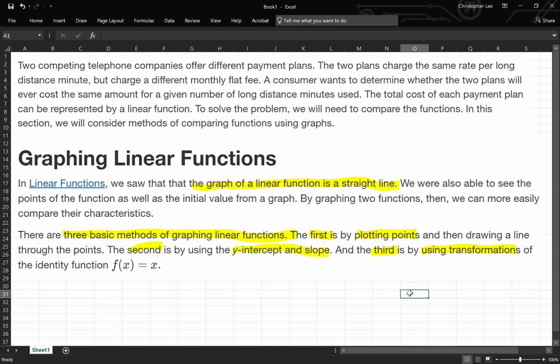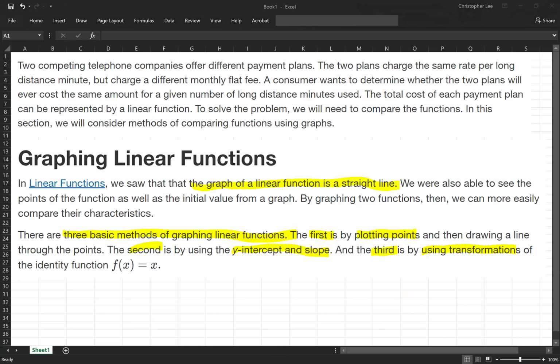The second way of graphing a linear function is by using the y-intercept and the slope. So you find the y-intercept, use rise over run to find the second point, connect the dots, that's our line. The third way is by using transformations of the identity f of x equals x, or y equals x. So remember how we do our transformations? If we're adding a number, we move up; subtract a number, go down. If we do x minus one, we go to the right; x plus one, go to the left. That's about it. And then of course, the shrinking and all that good stuff.